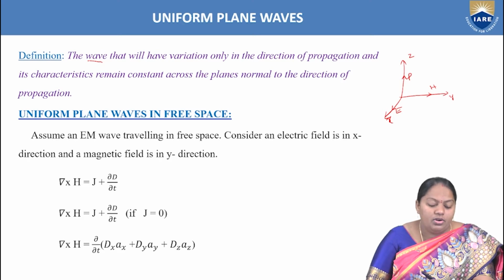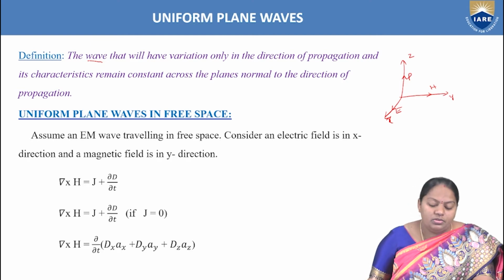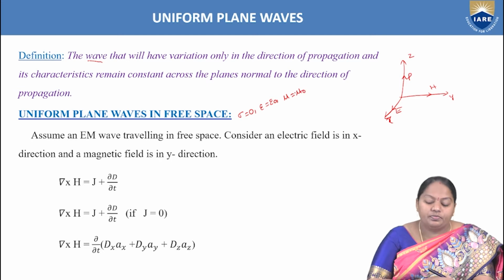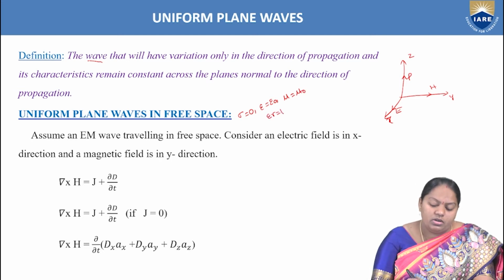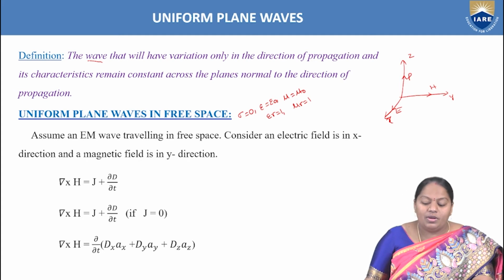Then we are going to learn uniform plane wave propagation in free space medium. As we know, just now we have seen the three parameters to be considered. For the propagation of the wave in free space medium, sigma equals 0, epsilon is replaced by epsilon naught and mu is replaced by mu naught. For free space, epsilon r equals 1 and mu r equals 1, so epsilon and mu are respectively the free space permittivity and free space permeability.